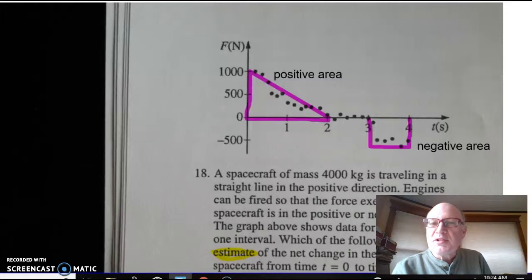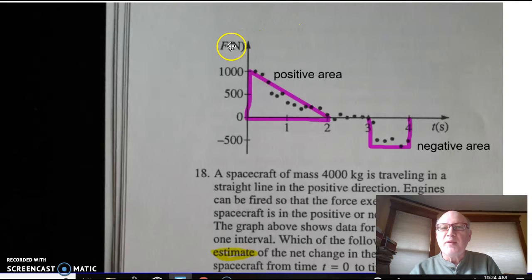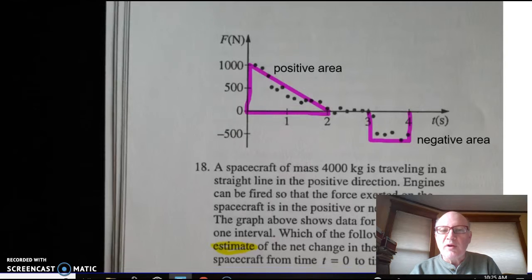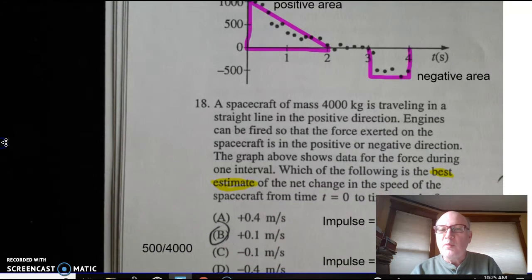Okay, let's take a look at question number 18, where we are provided with a force versus time graph and a spacecraft of 4,000 kilograms. And we're told the engines are fired and that this is the resulting force versus time graph. We are ultimately asked which of the following responses is the best estimate of the net change in speed of the spacecraft.